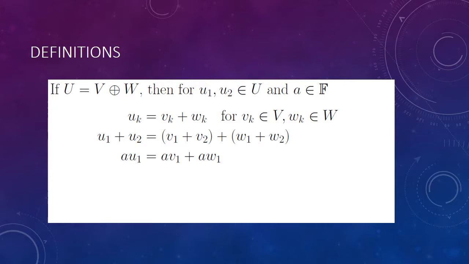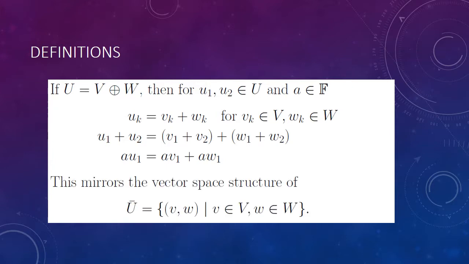Similarly, if I had A times U1, this would actually distribute, and I'd get an A times the V component plus an A times the W component. If you look, though, this mirrors exactly the vector space structure of the Cartesian product of V and W, which we'll call U bar, where I have ordered pairs of vectors with V in the first slot and W in the second. If you add those together, you'd end up adding them component-wise. So you'd add the V's together and the W pieces together. Similarly, if you multiplied by a constant multiple, it'd hit both pieces, which is exactly what's happening up top.